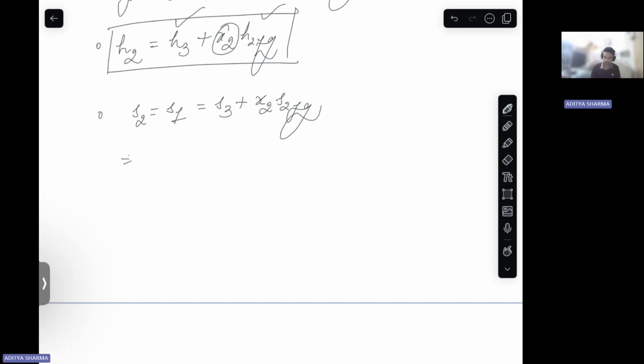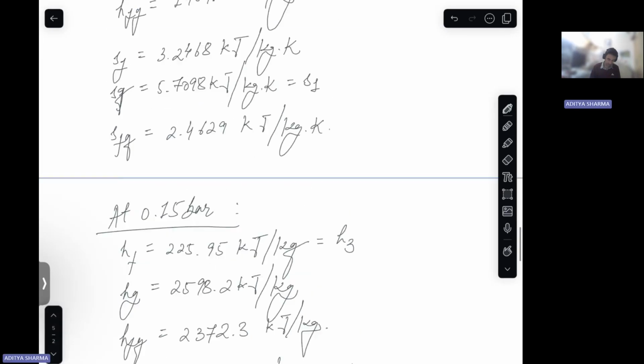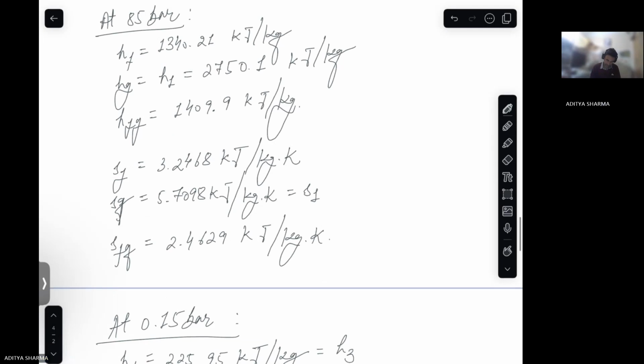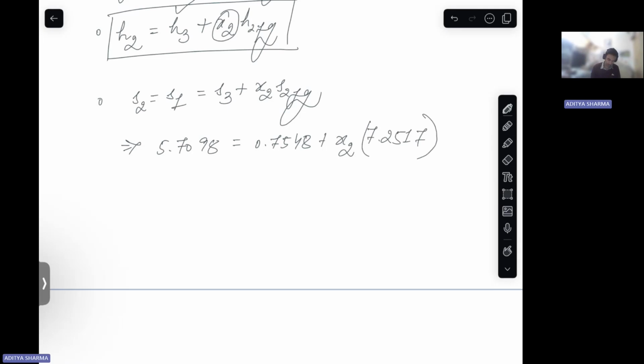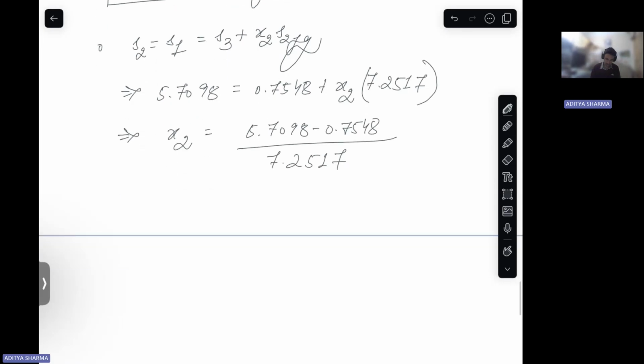S1 we know, from here you see, this is your S1. And S3 also you know, which is 0.7548. But X2 we don't know. So there is only one unknown here that we can work out. If we work this out, this will come out to be, if I have made any calculation mistake, you can just comment it down. All right, so this is 0.6832. So x2 comes out to be this.